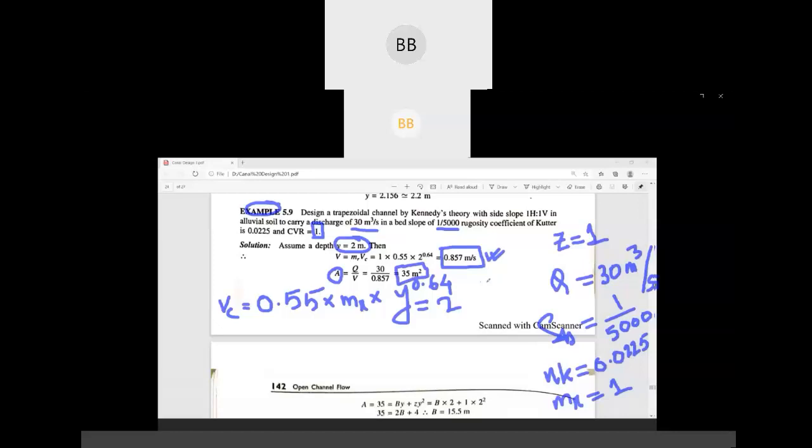Okay. So in the first step we have assumed the depth of flow. Second step we have calculated velocity by using this equation, that is Vc equal to 0.55 multiplied by critical velocity ratio multiplied by y to the power 0.64. Okay. Then in the next step we are going to find out the area. So area is nothing but discharge divided by velocity.